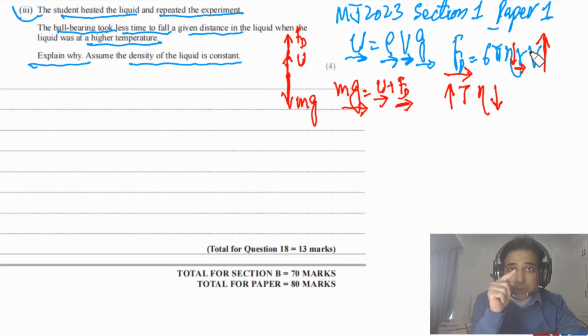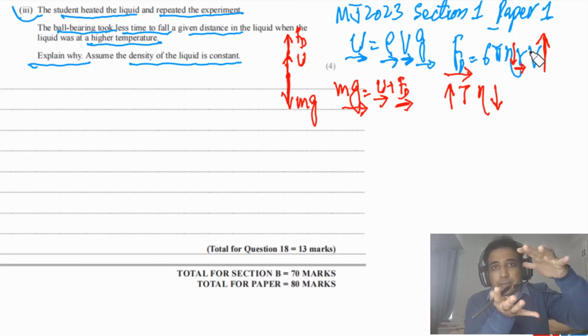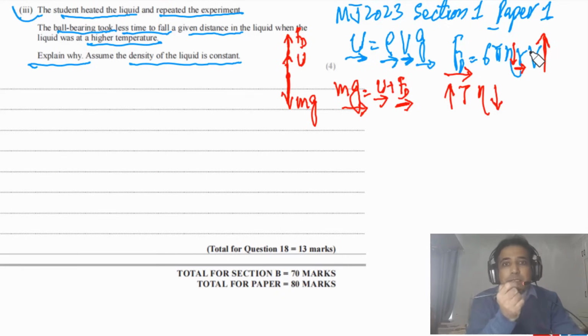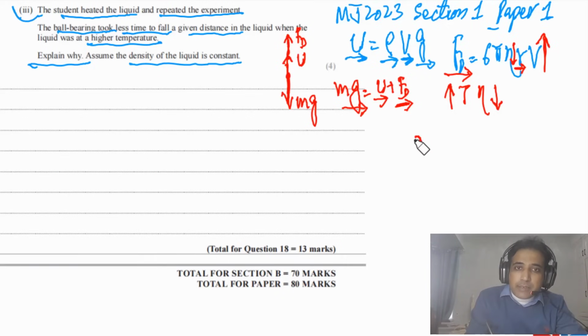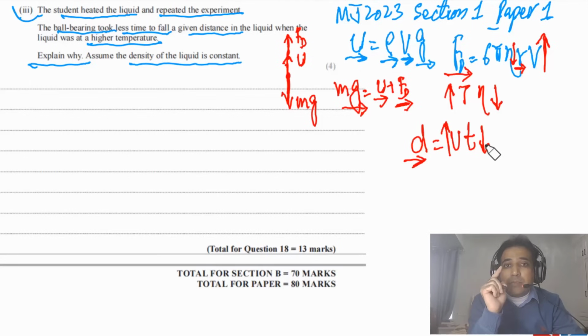So as velocity increases, the same distance is covered. We can say distance is equal to v times t. So for any given distance, if the speed is greater, the time taken to cover that distance will be shorter. So that's the reason it takes less time to cover a given distance. We are talking about when it is falling at terminal velocity. So these are the points you need to write down in your answer.